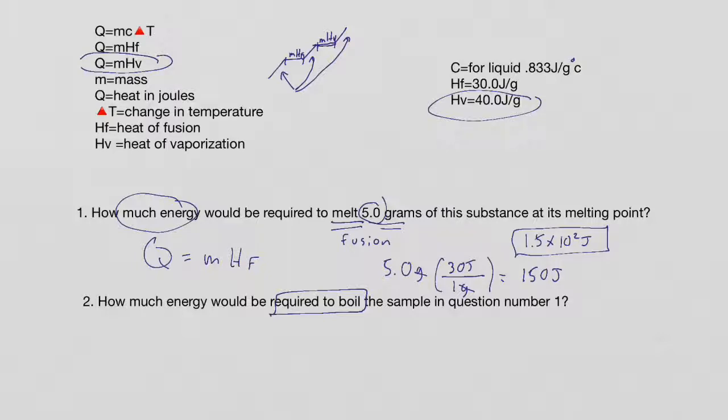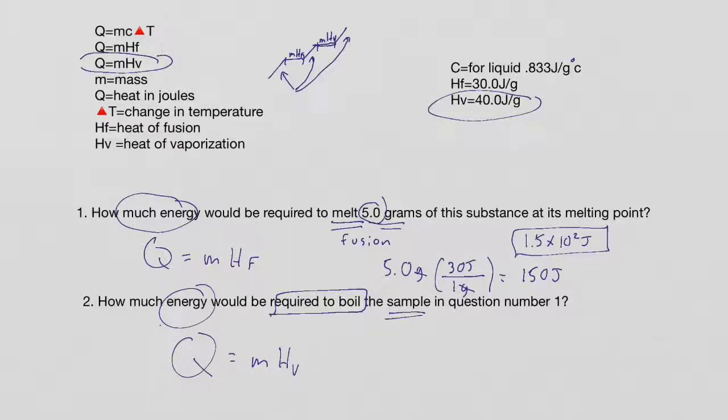And I do the exact same thing. I'm going to use Q because I want the energy, and I get my answer in joules, which is the unit of energy. And that's equal to the mass times the heat of vaporization. Now, it says the sample. So I'm not giving you the mass here, but if it's the same sample, it's the same mass.